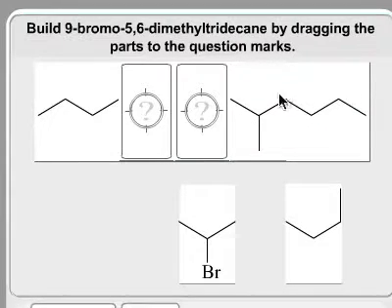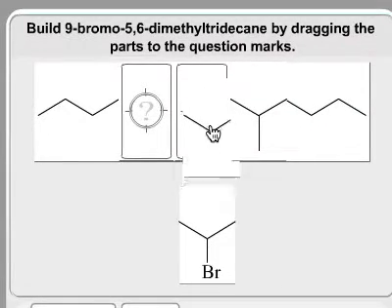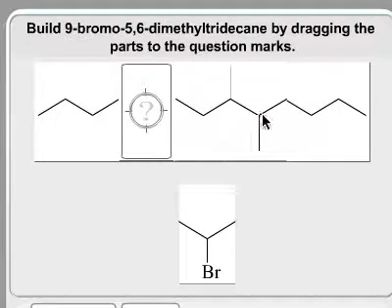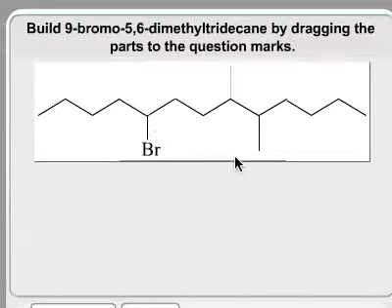1, 2, 3, 4, 5. This one goes here. Yes. 1, 2, 3, 4, 5, 6. There we go. 1, 2, 3, 4, 5, 6. There's my two methyl groups. 7, 8, 9. There's my bromo.